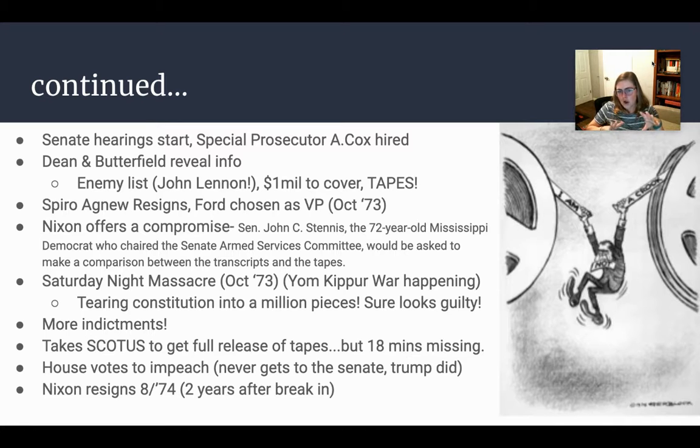Okay? All right, so we have this kind of chaos, and then we have this admission about the tapes, or we find out about the tapes. So Nixon does not want to hand over the tapes. So he's trying to essentially scramble to try and find a solution that works for him.